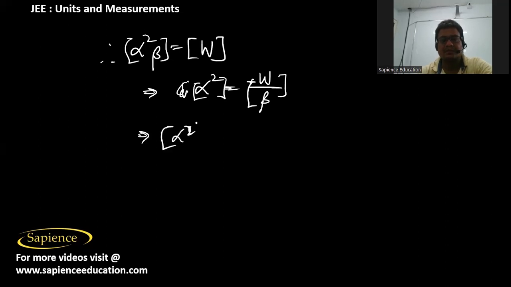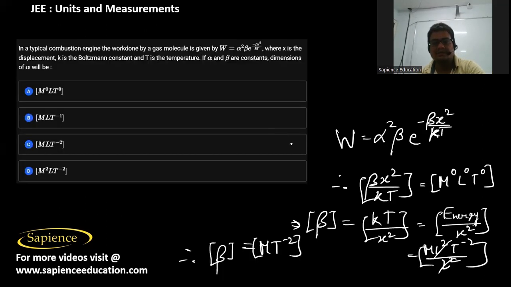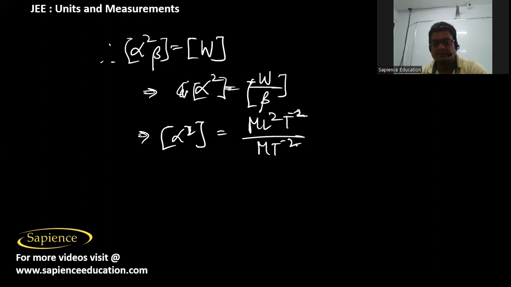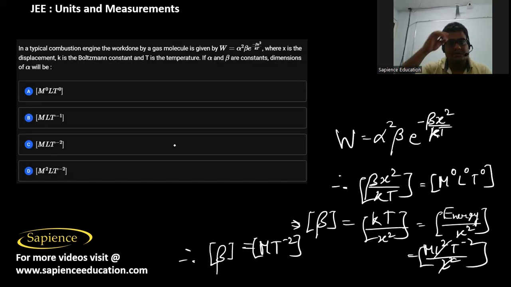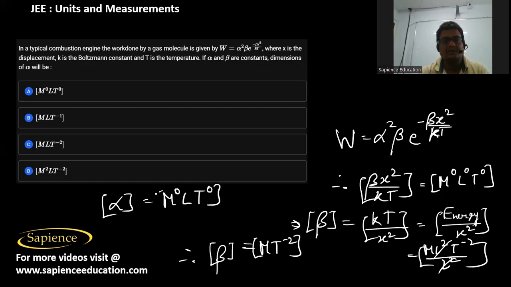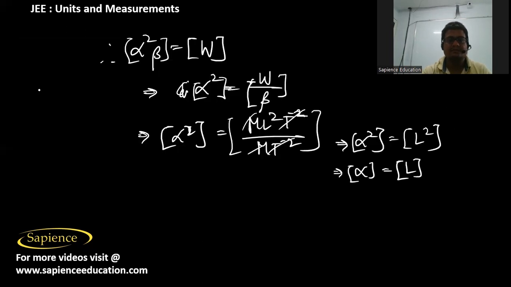So the dimensional formula for alpha square will be W, that is ML square T power minus 2, divided by beta, that is M T power minus 2. So M will cancel, T power minus 2 will cancel. Therefore, alpha square has the dimension of L square, so alpha will have the dimension of length. The dimensional formula for alpha is M power 0 L T power 0. So option A is the correct answer.